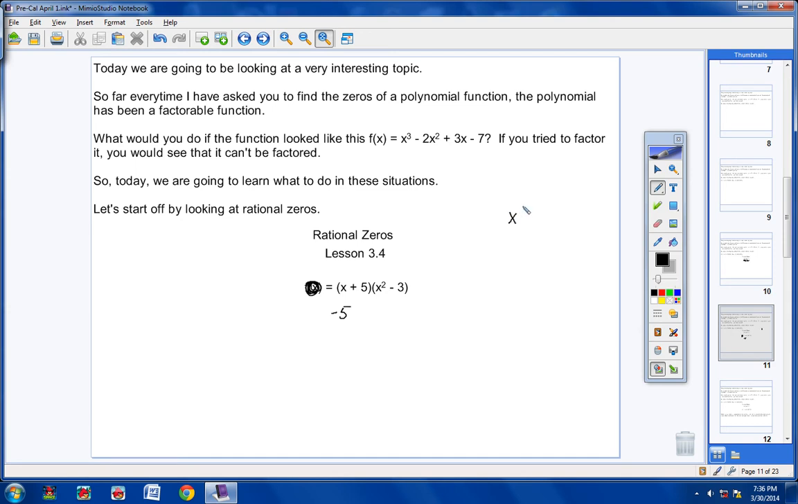Then we take x squared minus 3, set it equal to 0 and solve, bring the 3 over and make it a positive 3, and then take the square root of both sides and we get positive negative square root of 3. This number right here, negative 5, is a rational zero because negative 5 is a rational number. We studied this the very first week of school. We talked about rational and irrational numbers. Square root of 3 is an irrational number.